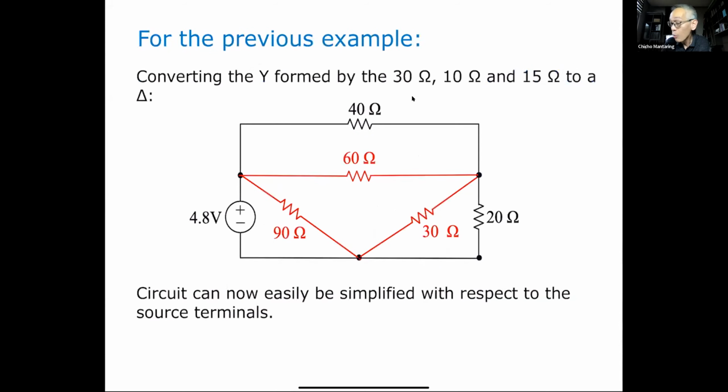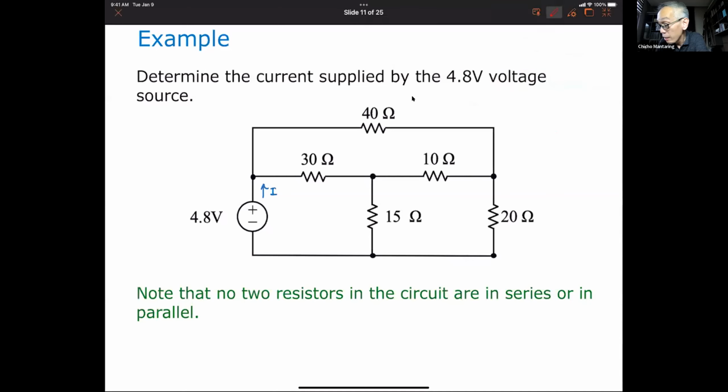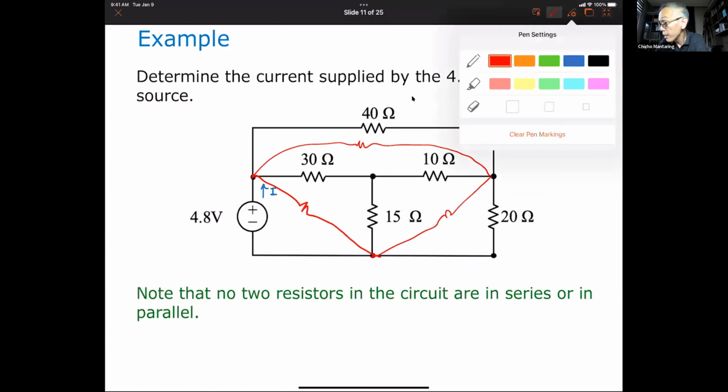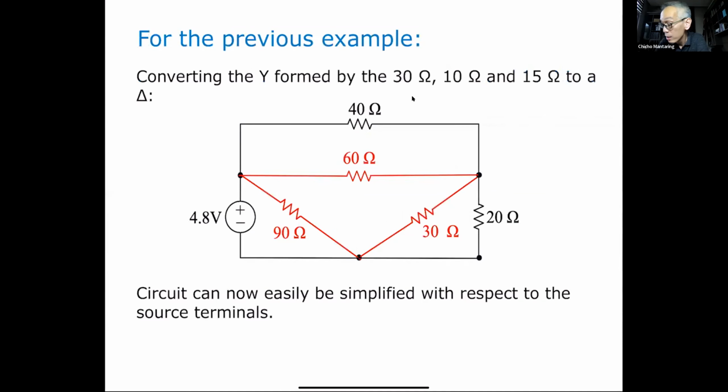So what did I choose to do? I chose to convert this to a delta. If I convert this to a delta, I will have one resistor here, one resistor here, another resistor here, and another resistor here. Then I can get rid of the Y in the middle. That's what I did here.